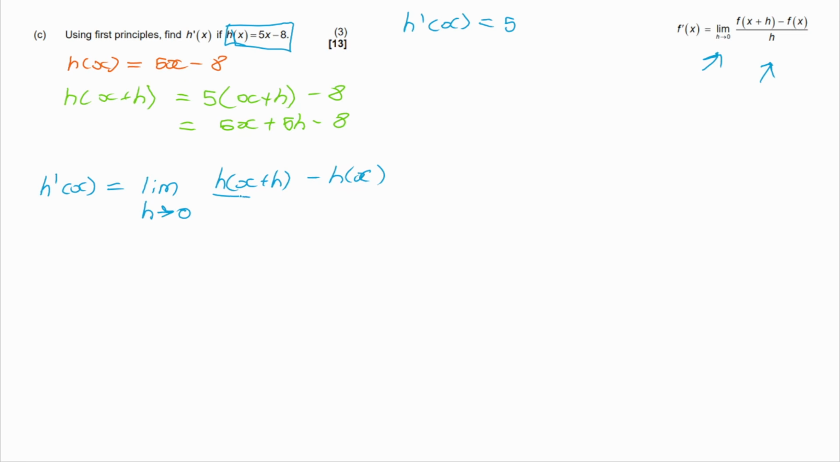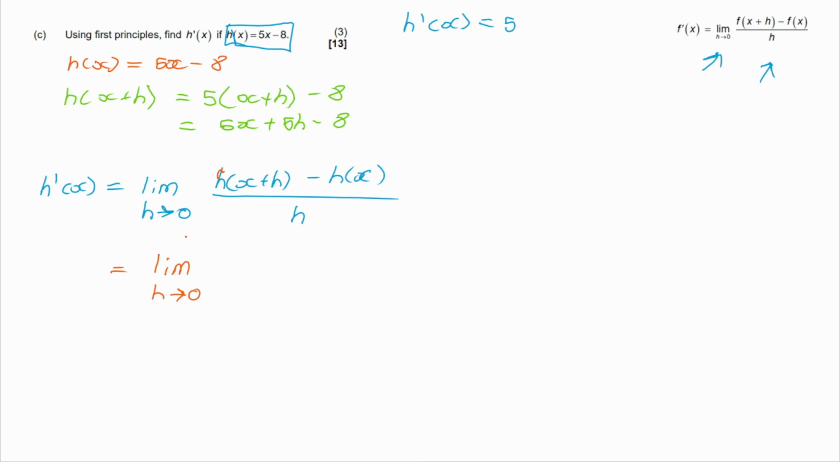Over h. I hope all these h's are not confusing. Remember, this is not h times these things, it's a name. It's a function, this is a function g of x. Hopefully this is not confusing. But anyways, limit as h tends to 0. So we wrote the formula in this step, and now let's fill in over here.